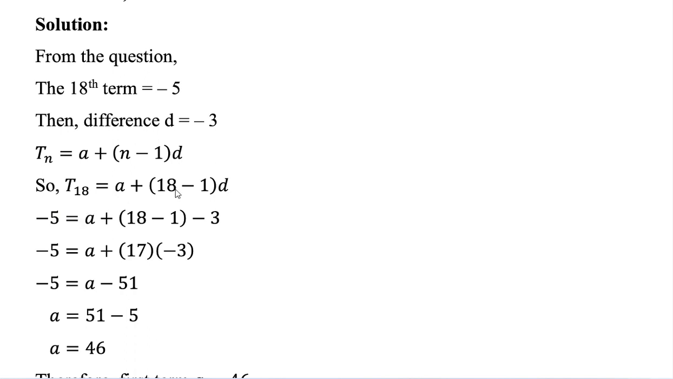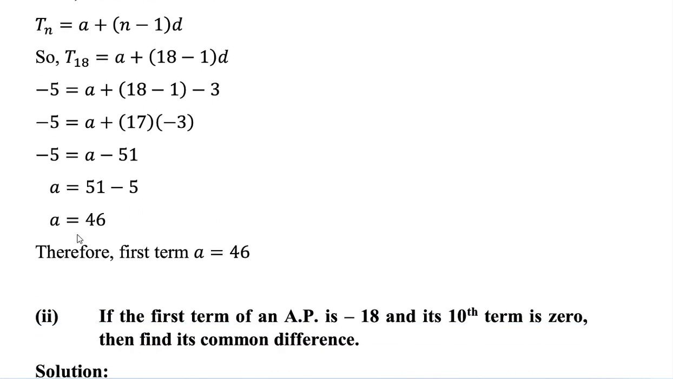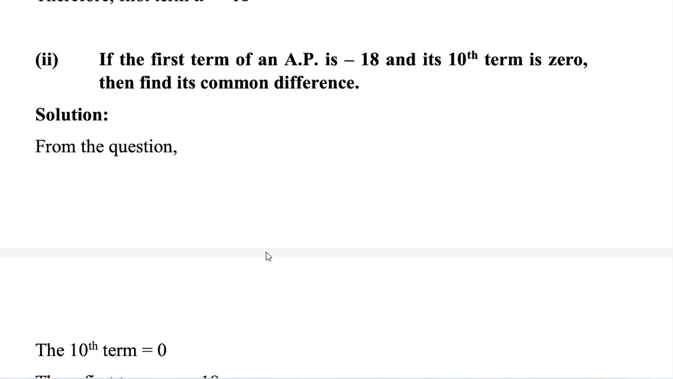A I don't know, but n is 18, put 18. D is equal to minus 3. After a little bit of calculation and simplification, you will get A is equal to 46. So the first term will be 46. Come to the next problem.